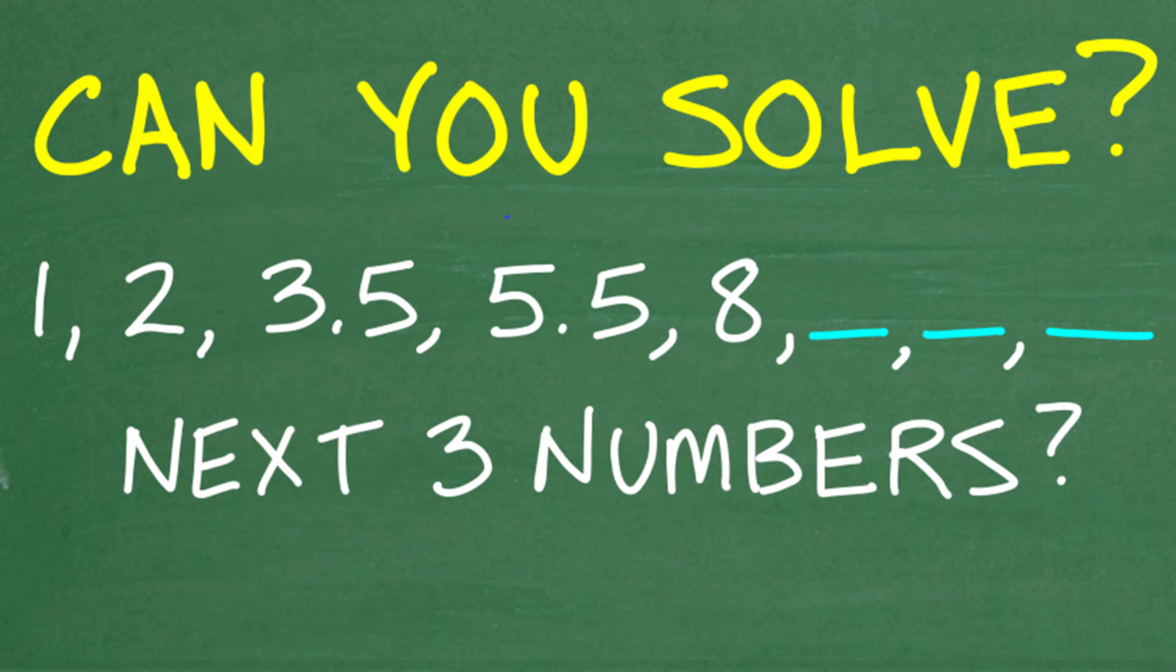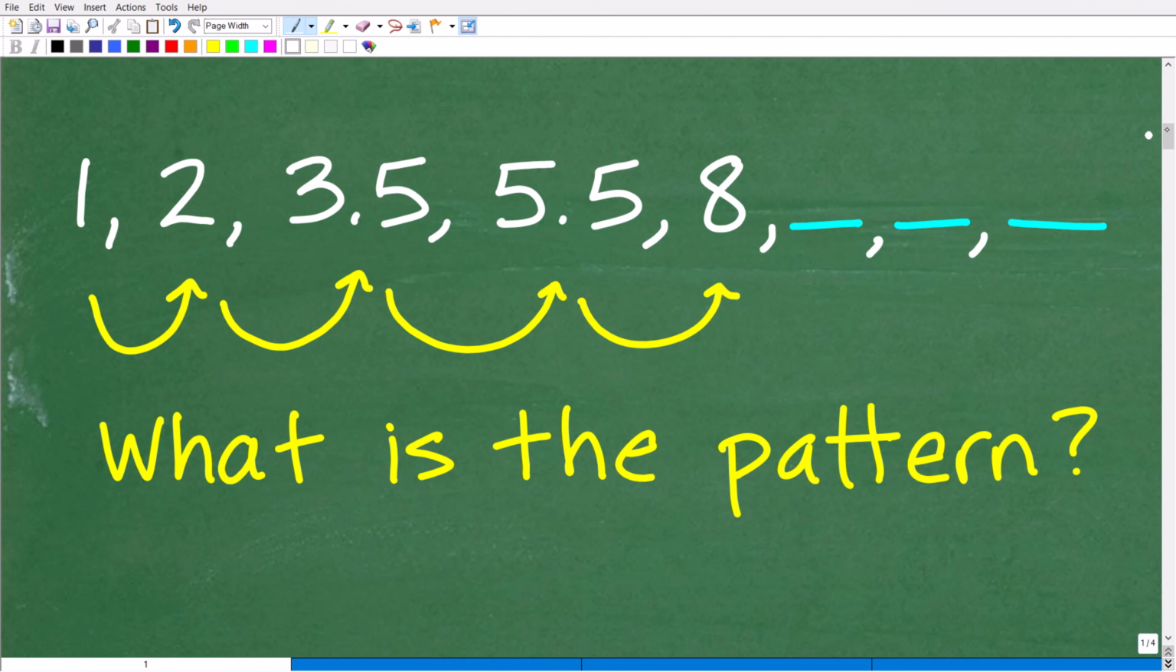So what we're trying to do is find the next three numbers in this pattern. So we have a sequence of numbers. The first number is 1. The second number is 2. The next number is 3.5. Then we have 5.5. Then we have 8, and what we're looking for is the next three numbers in this sequence, in this pattern. But let's go and get into the solution.